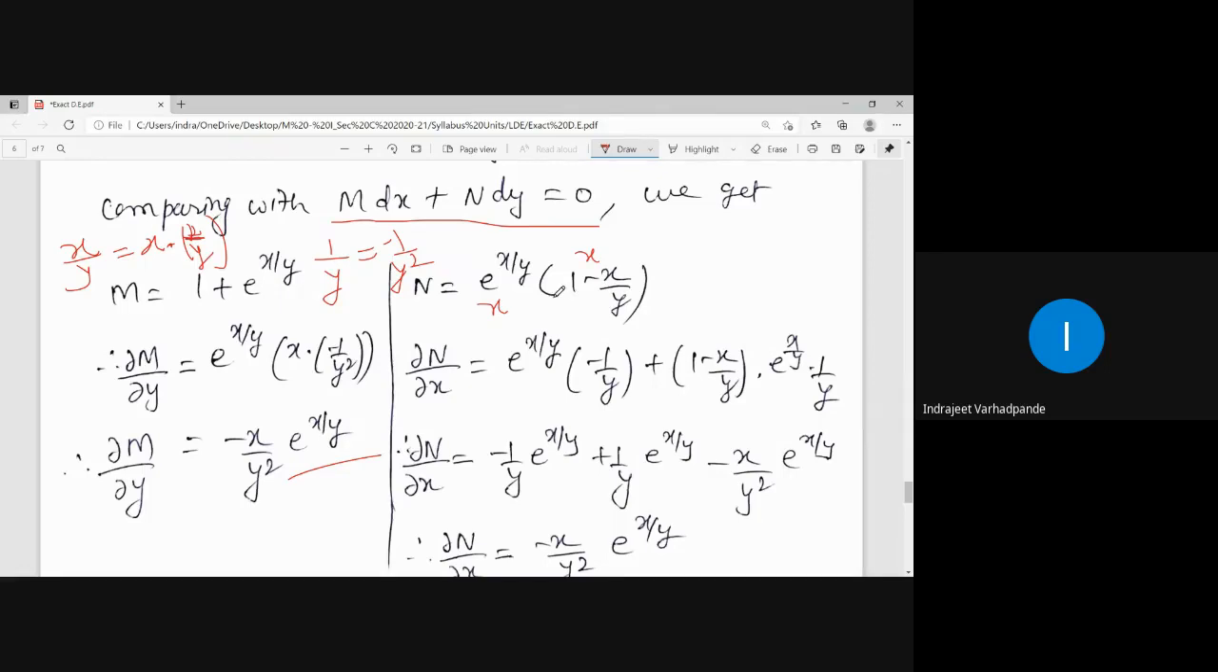How do we simplify this? Product rule: first term into derivative of second plus second into derivative of the first. So e to the power x by y as it is, derivative of this with respect to x. Derivative of 1 is 0. Minus 1 by y constant, derivative of x is 1. So what will remain? e to the power x by y into -1 by y. Okay, first term is over.